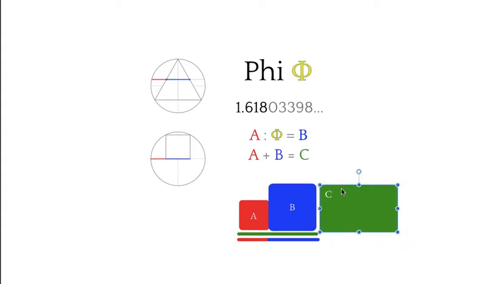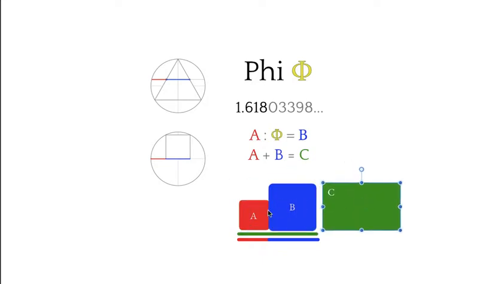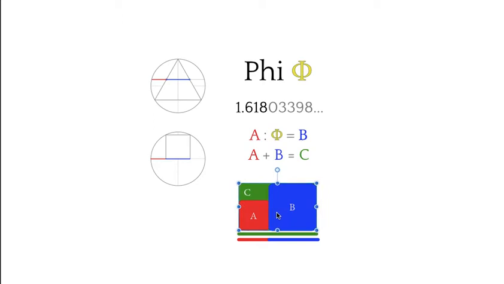I'm representing C here as a rectangle because what we ultimately create is two different shapes out of this. We use two squares to create a rectangle. So squares and rectangles are intimately connected to this process. And A plus B equals C is the same equation that Fibonacci uses, which is basically the reason why phi and Fibonacci are about the same thing.